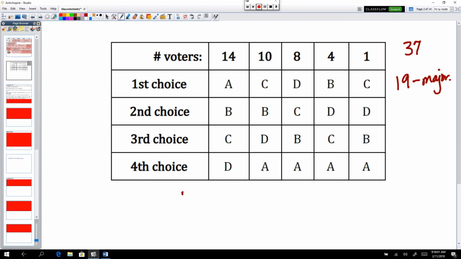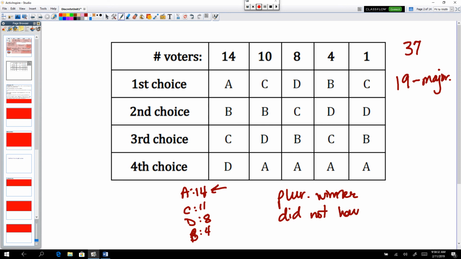Remember what we said. Alicia had 14 first place, Carmen had 11, Dave had 8, and, I'm sorry, Boris had 4. Boris had 4. Did anybody earn a majority of the first place votes? Alicia certainly did not. She only had 14. So my plurality winner did not have a majority. And that's possible.